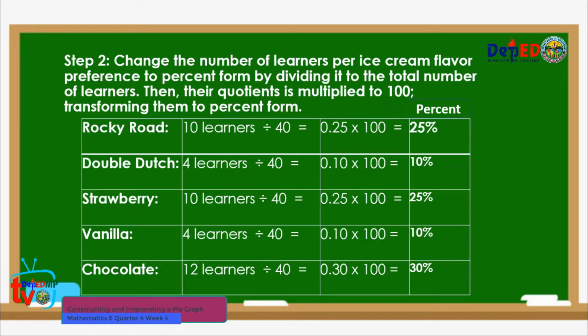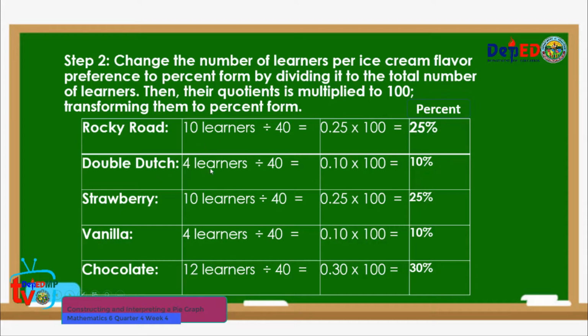Step 2. Change the number of learners per ice cream flavor preference to percent form by dividing it to the total number of learners. Then their quotients is multiplied to 100, transforming them to percent form. So here you have the column of percent. Rocky Road has 10 learners, divided by 40 total number of learners, and that is equals to 0.25 or 25 hundredths. Then multiply it to 100. This is a constant 100, and that is equals to 25%.